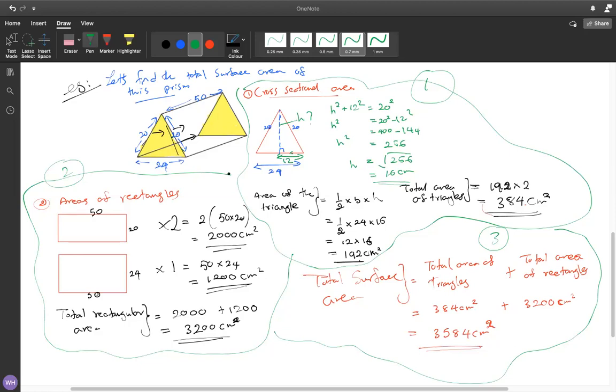To find the area of the two triangles, you need the perpendicular height.